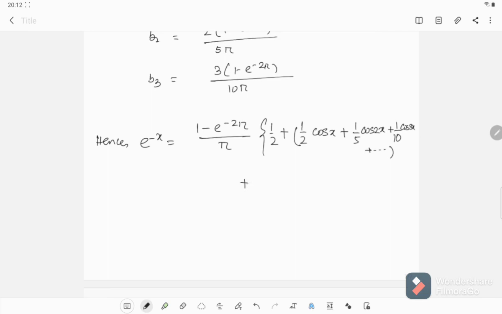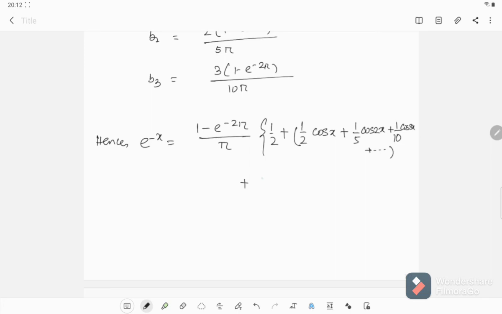And now write the sine terms. So bn: b1 gives half of sin x, then 2 by 5 sin 2x, then 3 by 10 sin 3x, and so on. So this is the Fourier expansion for e to the power minus x in the interval of 0 to 2 pi. So I hope you have understood the problem.